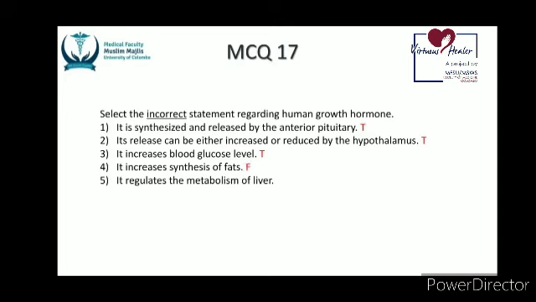Statement 5, it regulates the metabolism of liver. Now, unlike other hormones, growth hormone does not have one specific organ that it will act on. But instead, the growth hormone is going to act on all of our body tissues and increase the tissue growth. So similarly, growth hormone is also going to act on the liver and regulate the metabolic processes that are occurring within the liver. So statement 5 is also going to be true. And now in this question, the incorrect statement is going to be statement number 4.